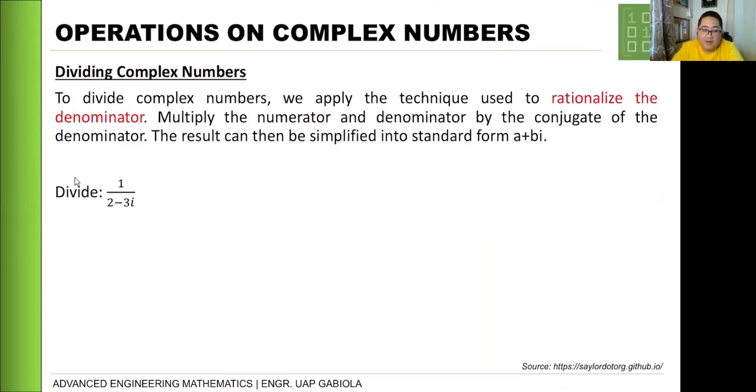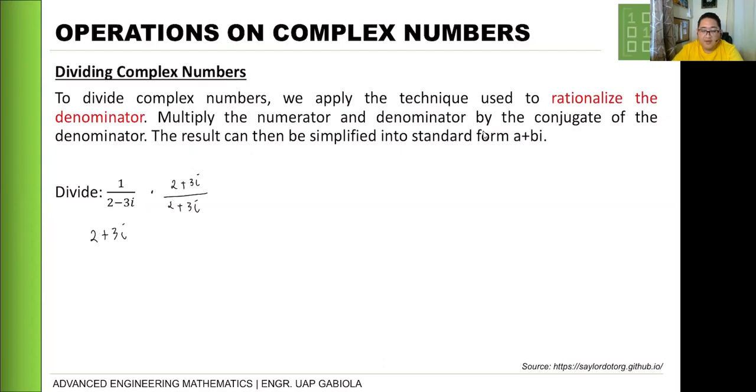Okay? So we have here, halimbawa, 1 over 2 minus 3i. So yung first step natin is to identify yung denominator natin. Ang denominator natin is yung ating nasa ilalim, no? And then, ang sabi niya, kunin natin yung conjugate, yung complex conjugate natin. Ang complex conjugate niyan will be equals to 2 plus 3i. O, reverse lang natin yung sign ng 3, no? And then, kailangan daw multiply natin both the numerator and the denominator by the conjugate of the denominator. So, multiply natin ng 2 plus 3i over 2 plus 3i.